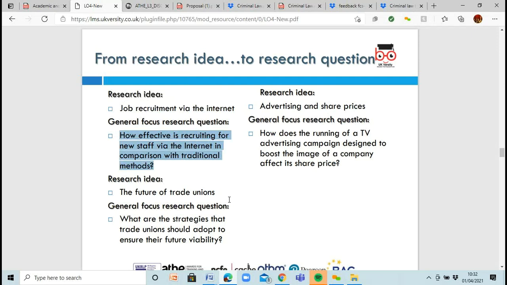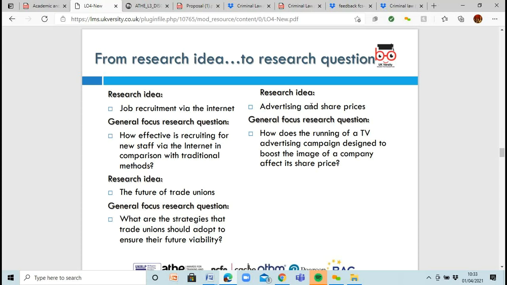Second is the future of trade unions. So change that question into: what are the strategies that trade unions should adopt to ensure their future viability? And then the third question is advertising and share prices. If you type that in, you're probably going to get a lot of random information. So if you want to get it focused, you'd ask: how does the running of a TV advertising campaign designed to boost the image of a company affect its share price?